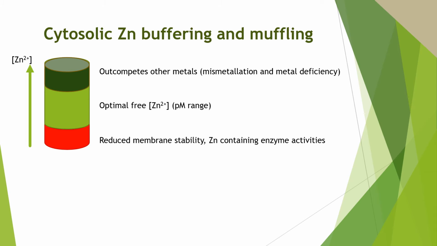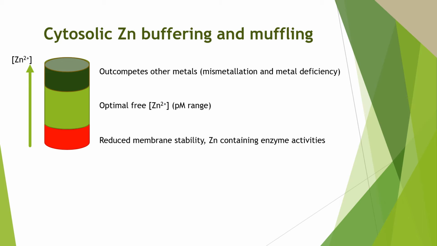So if we go from the soil now into the plant cell, we're looking at cytosolic zinc buffering and muffling. First of all, I want to look at the levels of zinc in the cell, which is on the left there, scaling from low zinc to high zinc. Now, when you have excessive amounts of free zinc ions, the zinc outcompetes other metals like iron and copper, and this forms mismethylation and metal deficiencies.